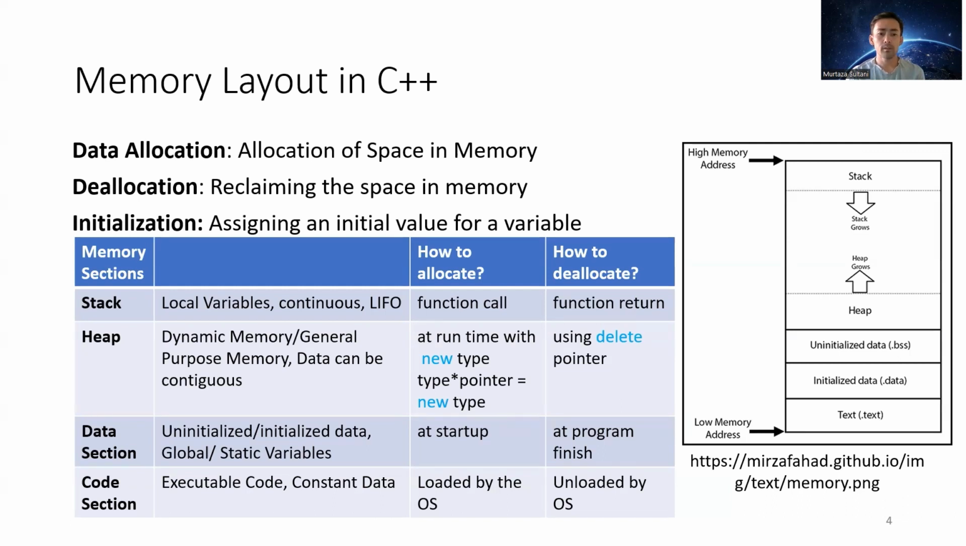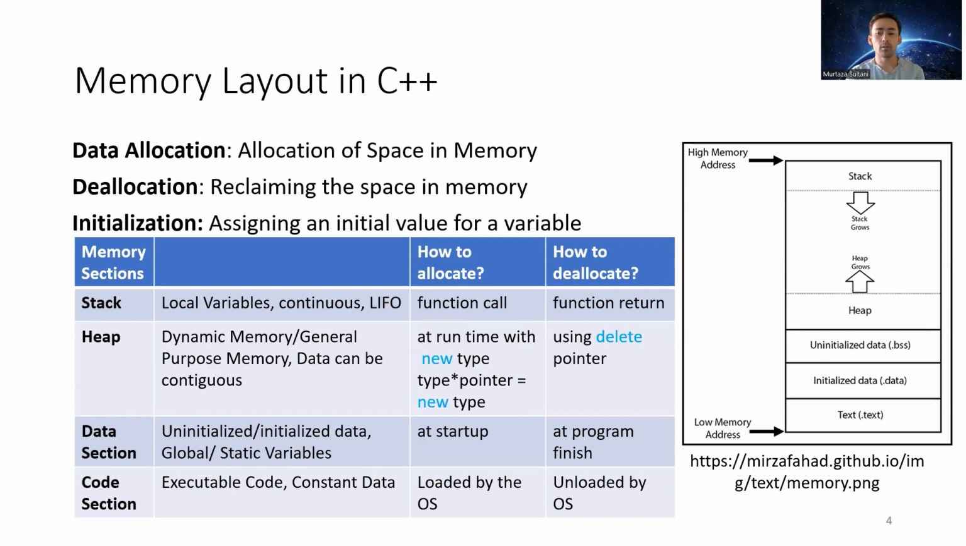However, the data section is the initial data, and they are called also global and static variables. They are loaded to the memory at a startup, and they are deallocated from the memory when the program finishes. However, the code section is loaded automatically by the operating system and unloaded by the operating system as well.